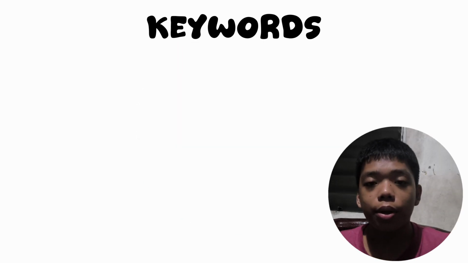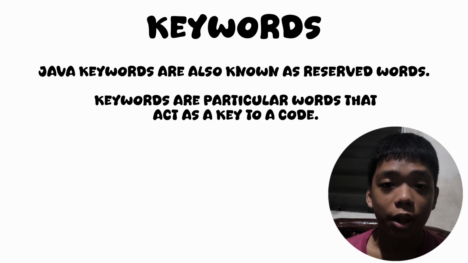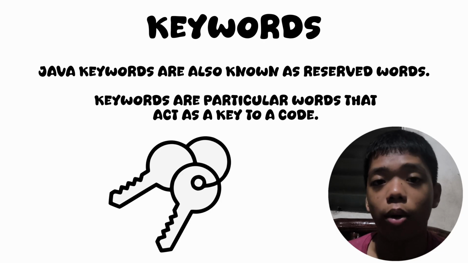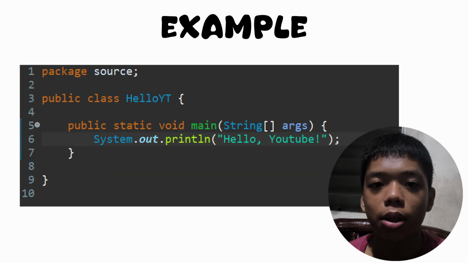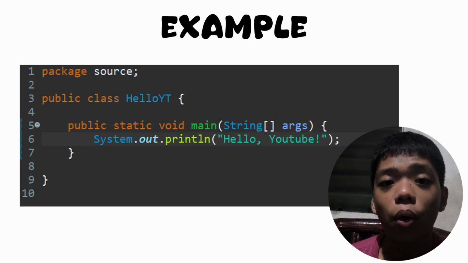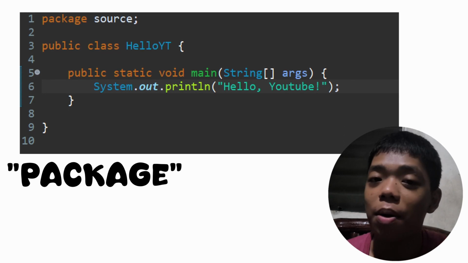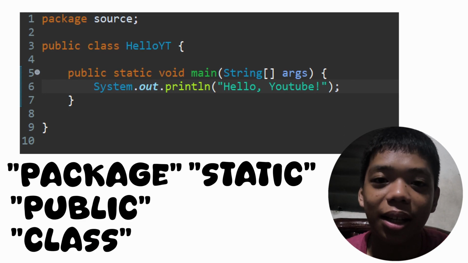Let's start with keywords. Java keywords are also known as reserved words. Keywords are particular words that act as a key to a code. For example, look at this image. This is an example of a simple code in Java. With a few lines of code, several keywords are used to make the program work. Given examples of keywords are package, public, class, static, and void.